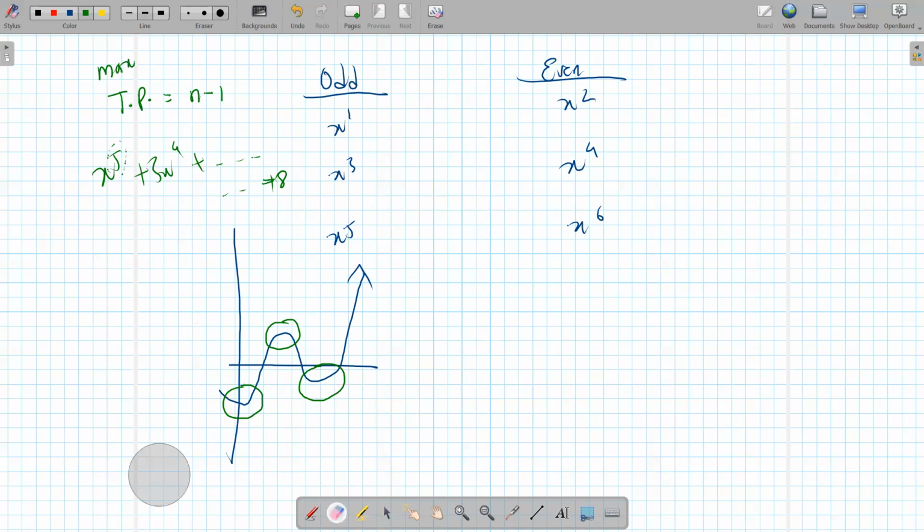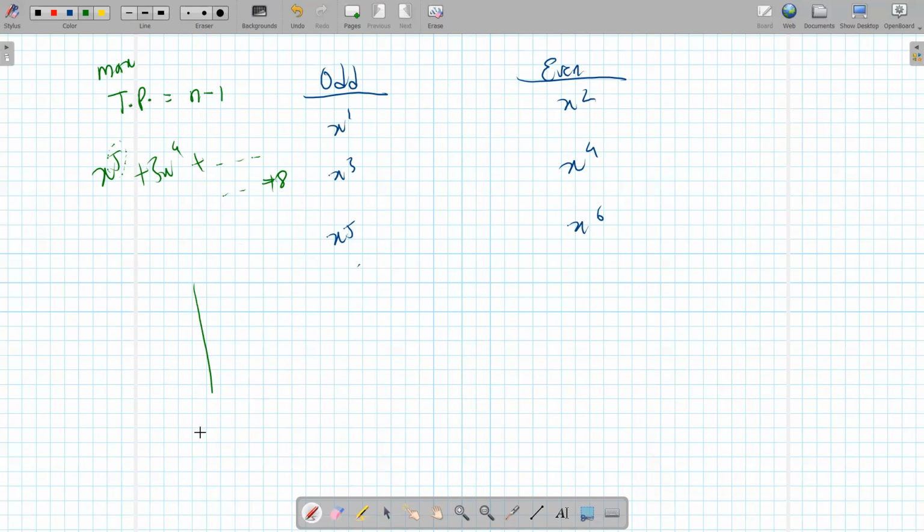Like it could potentially only have 2. And that could also be an x⁵. See something like that? That could also be an x⁵. But the max number of turning points is n minus 1. Okay?